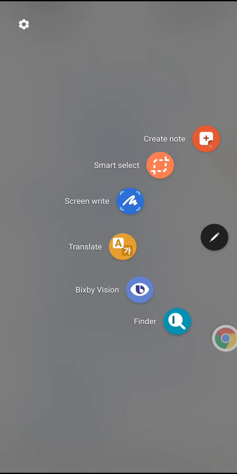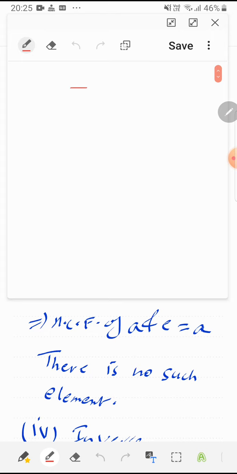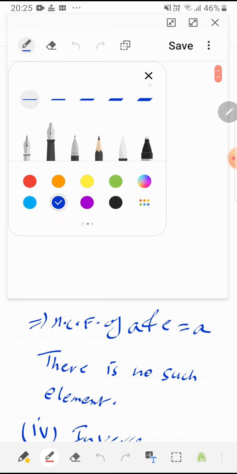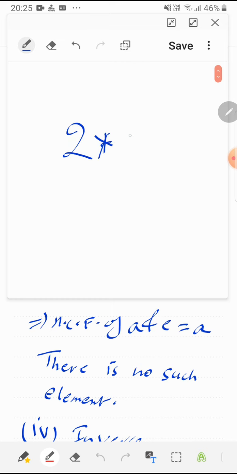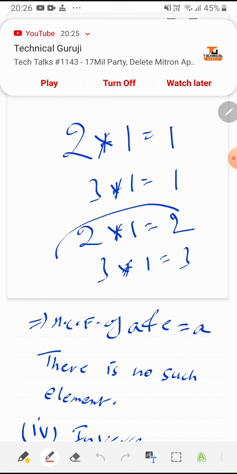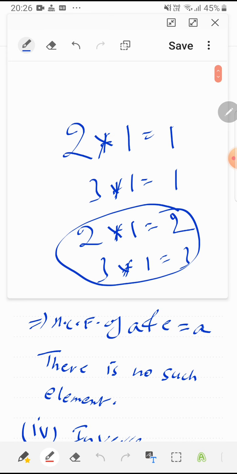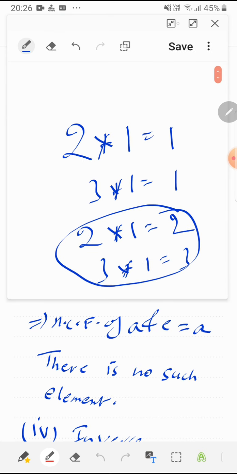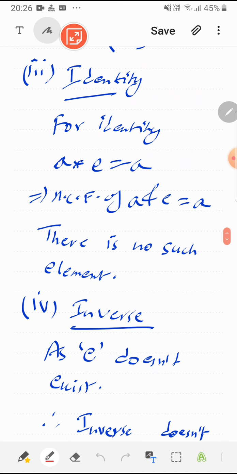Now sometimes students get confused and they say that 1 is the identity of this star, as 2 star 1 is equal to 1, 3 star 1 is equal to 1. But if 1 is the identity of star, then 2 star 1 should be equal to 2, 3 star 1 should be equal to 3. But this is not the case, so that is why identity does not exist. Now as identity does not exist, that means inverse also does not exist. No need to check inverse.